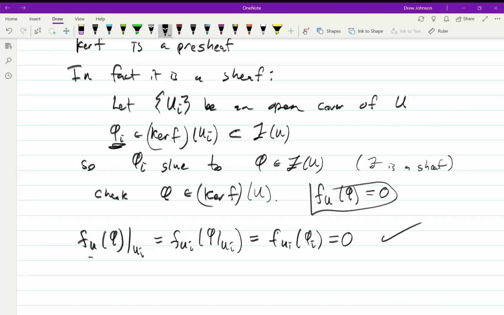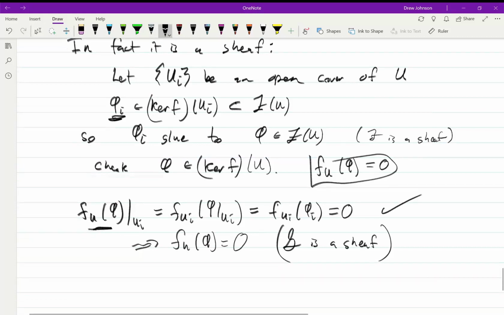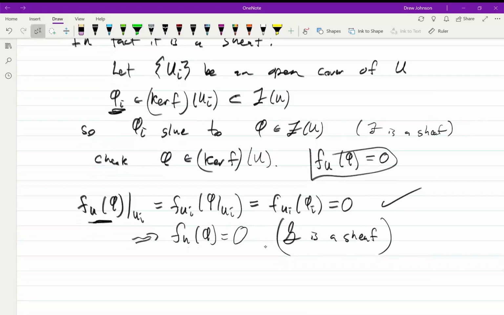All right, so there we go. f_U of phi is 0 when restricted to every set in an open cover. So that means that f_U of phi equals 0, once again by the sheaf property. This is because G is a sheaf. Okay, so we have that the kernel sheaf is a sheaf.